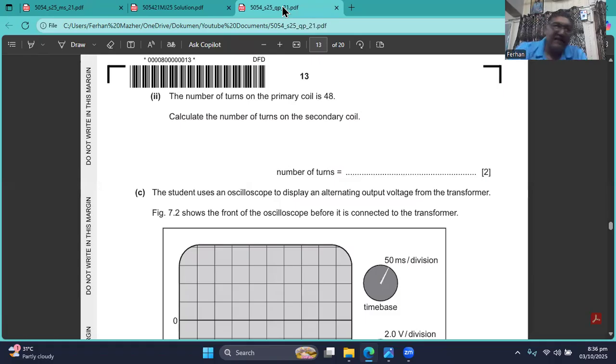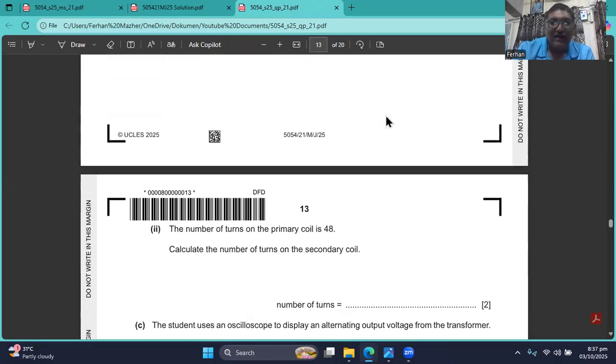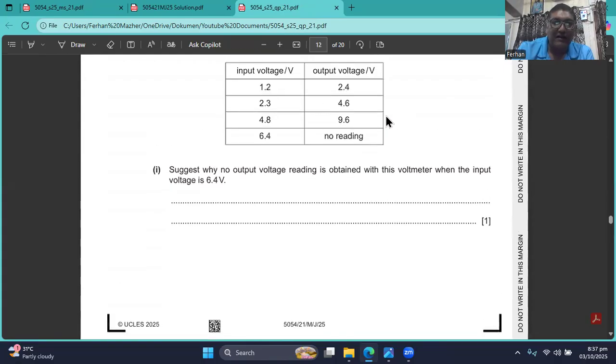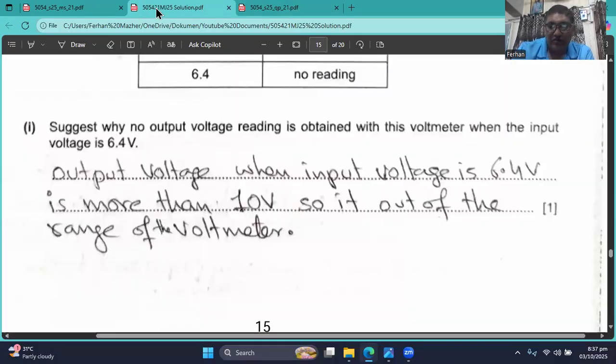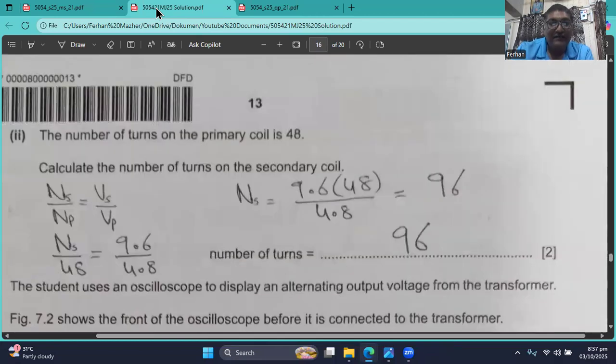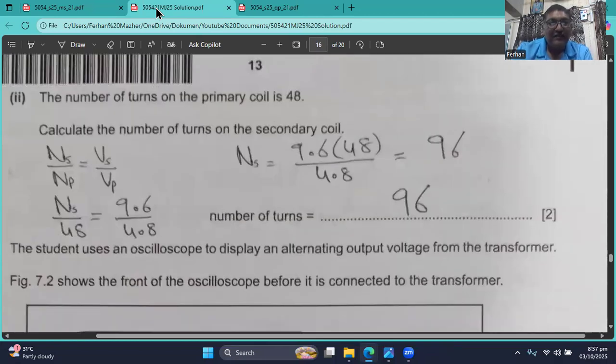It's a very, very famous formula: Vs by Vp equals Ns by Np. I can take any pair. You can pick any pair from here. Voltage in the secondary 2.4, voltage in the primary 1.2. You can take this pair and apply that formula. Ns by Np is equal to Vs by Vp. Ns is the question. Np, the number of turns in the primary, is 48.